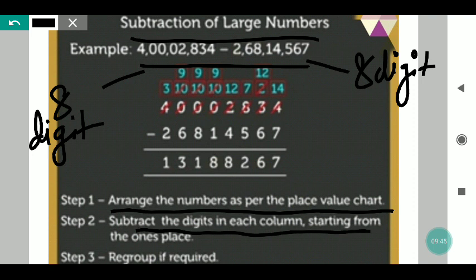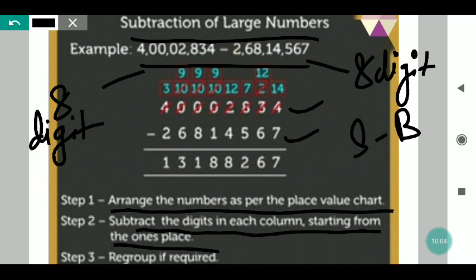Subtract the digits in each column starting from the ones place. From the ones place, you can see 4 minus 7. Not possible, because a smaller number cannot subtract a bigger number. So we have to take carry. We have to take borrowing. So when we take borrowing from 3, it will be 14.